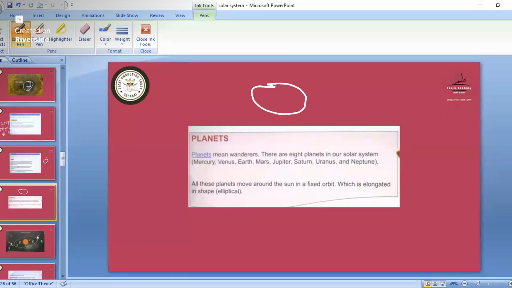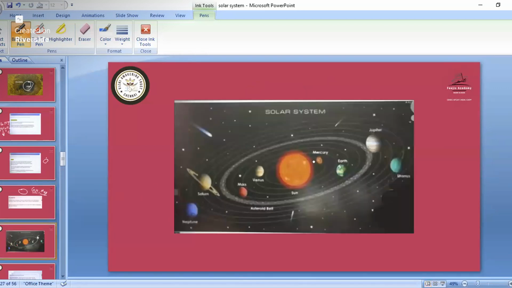And we already studied how all those are revolving around the sun. That is due to the gravitational pull and magnetic field of the sun. So due to gravitational pull and magnetic field of the sun, all planets are revolving around the sun in the elliptical orbit.